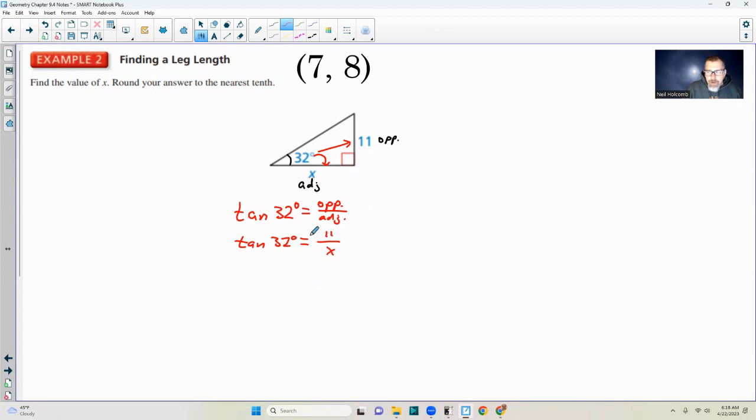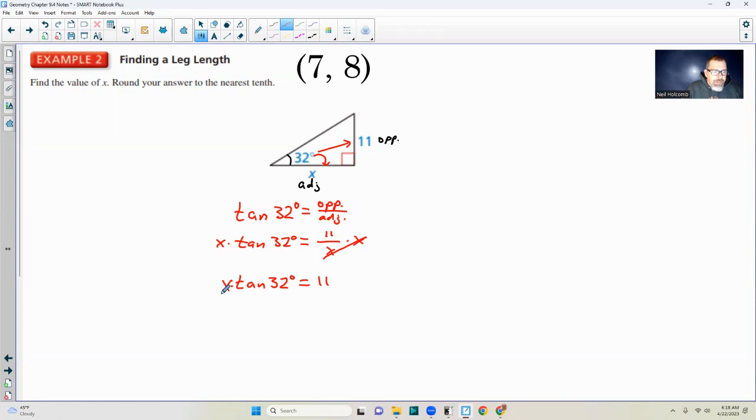All right, now here's where I'm going to teach you a shortcut, and it gets a lot easier if you will do this. I'm going to do it the long way first, but I'm going to show you how to shorten this process. When you have a denominator variable and you multiply both sides to get rid of the denominator on the right, you're going to end up with X times the tangent of 32 degrees. And that's going to equal our numerator.